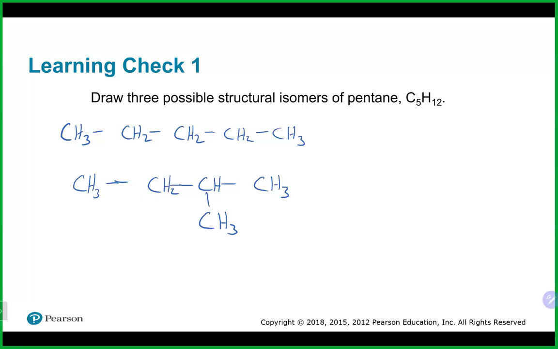Well, maybe we go three in a row. Why not? Just keep taking one off. 1, 2, 3. Maybe I put a carbon there, maybe a carbon there. I don't know. Let's see. We got three hydrogens there since it has one line. Three hydrogens there since it has one line. Three hydrogens there since it has one line. And maybe three hydrogens there since it has one line. And maybe I draw something like this.